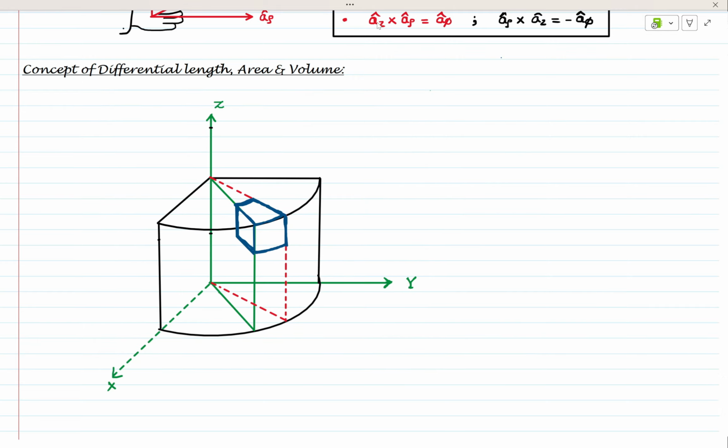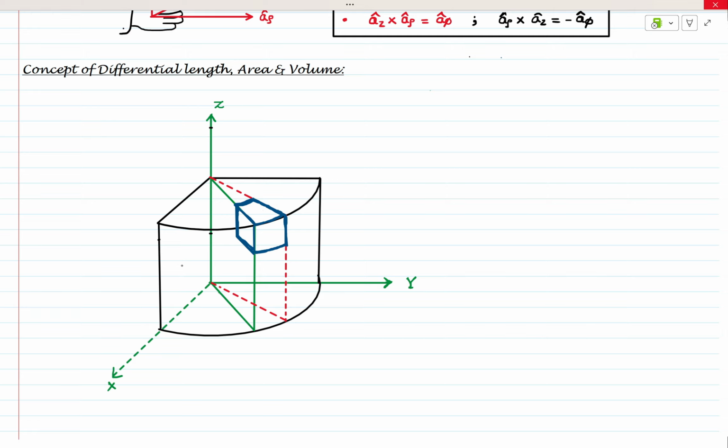Look at this drawing. In this drawing, I have considered a quarter cylinder. Why have I considered the quarter cylinder? Because for analysis purposes, I am taking the positive x, positive y and positive z directions. Considering positive x, y and z directions, I have to take the quarter cylinder. In that quarter cylinder, I have considered a small volume, denoted here in blue color.